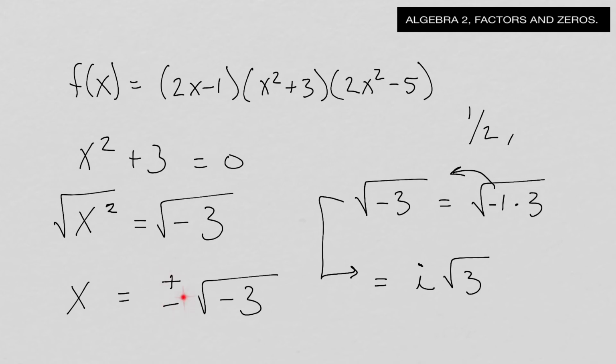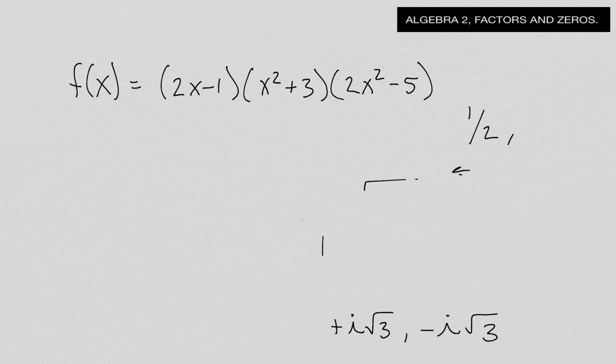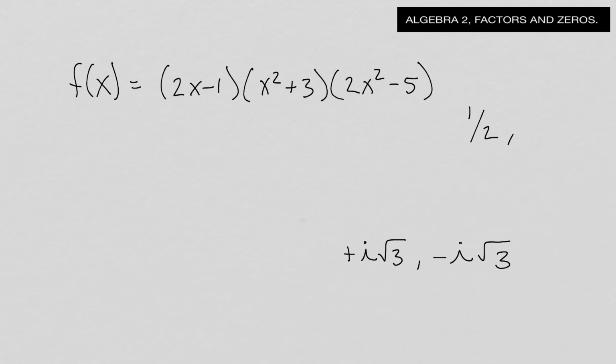But remember, we have this plus or minus. So it's going to be a positive i times the square root of 3 and a negative i times the square root of 3. Those are our next two zeros: i times the square root of 3 and negative i times the square root of 3. So let's move this up here. These will be our next two zeros.